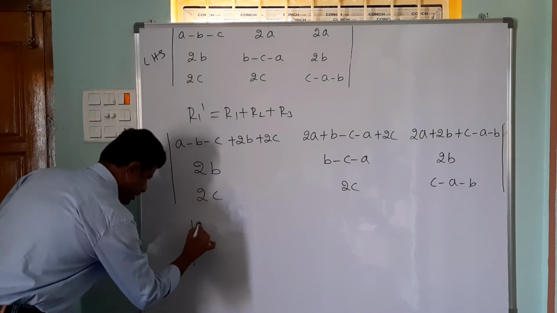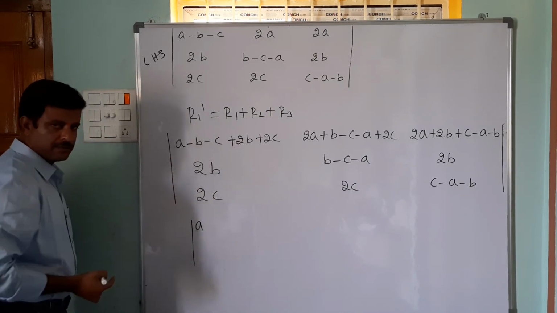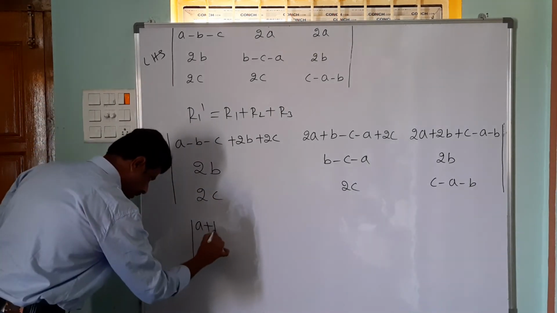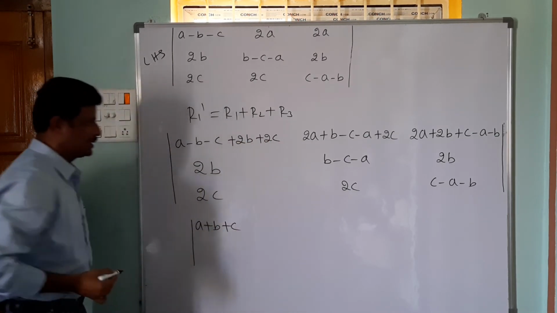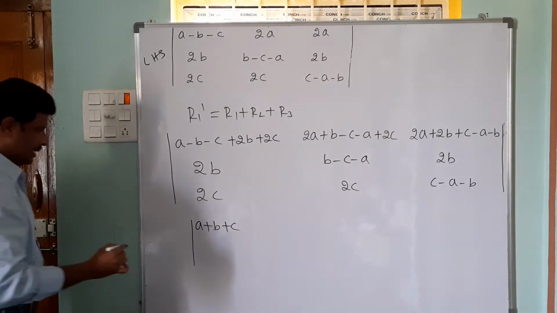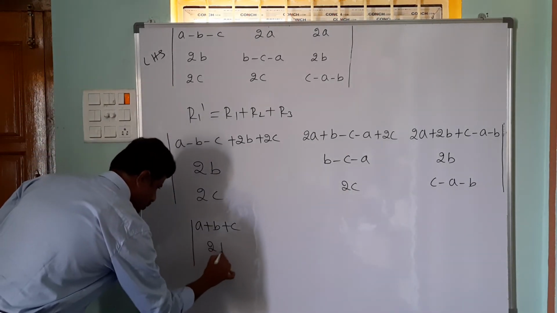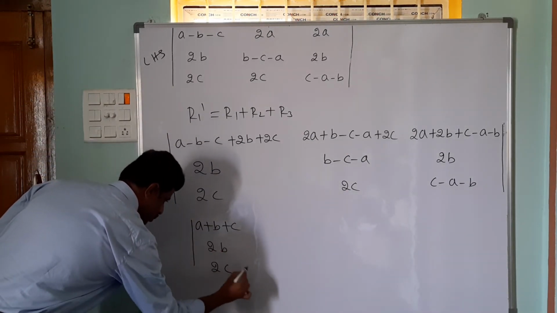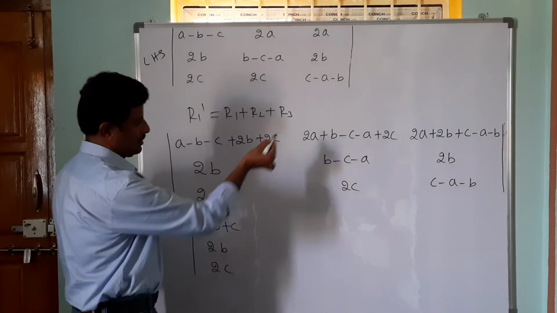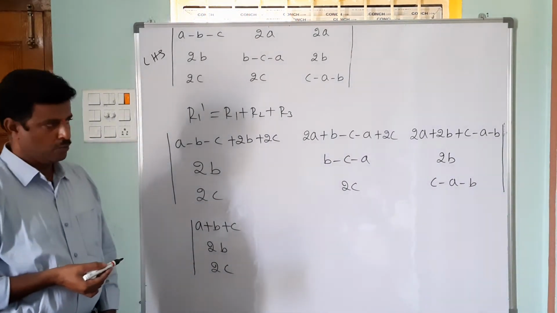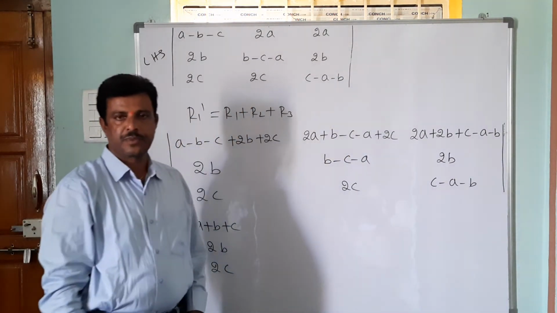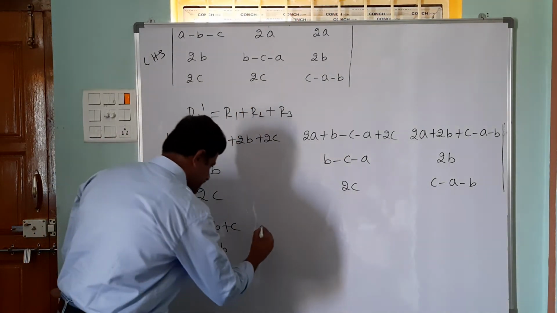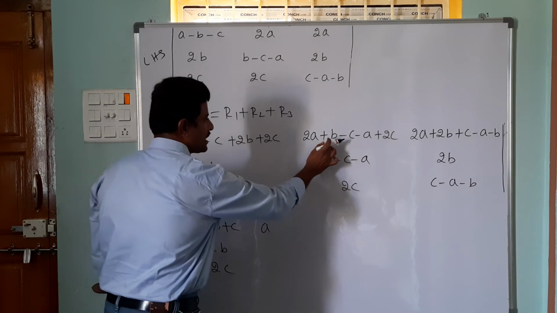A minus B plus 2B plus B, minus C plus 2C plus C: A plus B plus C. Remainder terms 2B, 2C. Okay, next, column number 2. Plus 2A minus A, plus A, write here plus A.